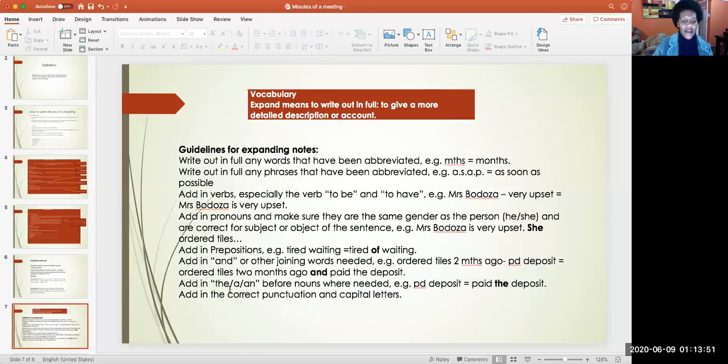Add in the articles before nouns where needed. For example, so these are the articles, what I'm talking about, okay? Example, PD deposit, this is our colons. How do I expand them? Paid the deposit. See where my article is? Paid the deposit. Add in the correct punctuation and capital letters. Very important. At the end of the sentence, you put your punctuation, which is a full stop. The beginning of the sentence, you start your sentence with a capital letter.